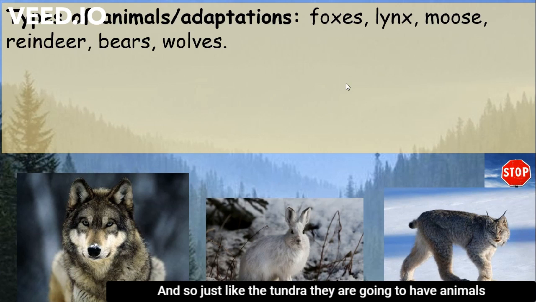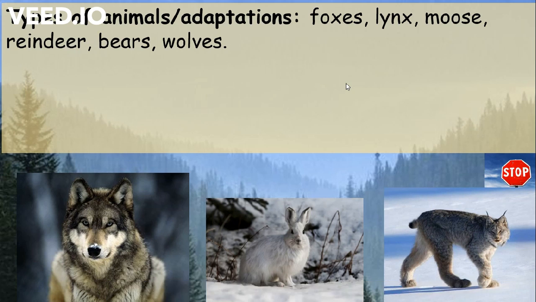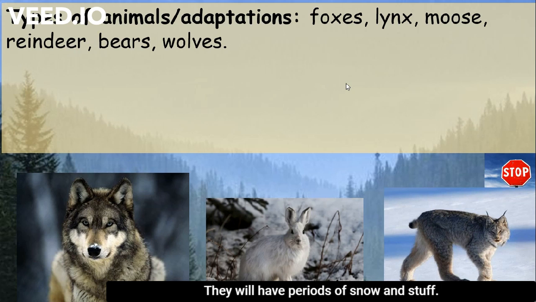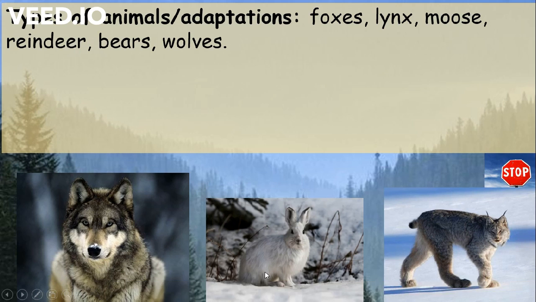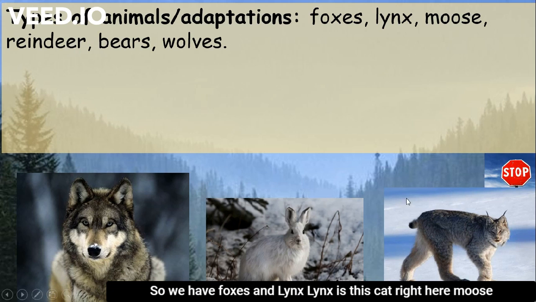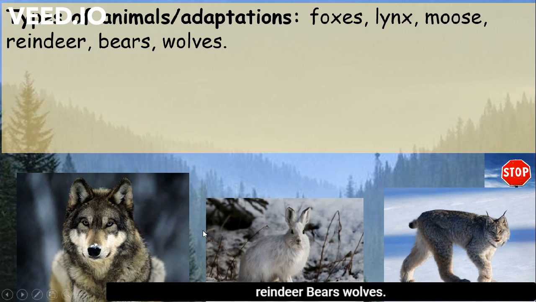Just like the tundra, they are going to have animals that camouflage with this environment. They will have periods of snow, so we'll have really light colored or white colored animals. So we have foxes and lynx. Lynx is this cat right here. Moose, reindeer, bears, wolves.